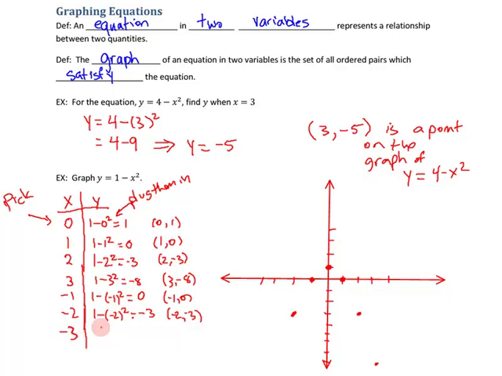What if I plug in negative 3? 1 minus a minus 3 squared is going to be 1 minus 9, or negative 8, just like we had right there. So negative 3, negative 8. Negative 3 down 8. Now what does it look like? It looks kind of like this. You want to connect this with as smooth a graph curve as possible.